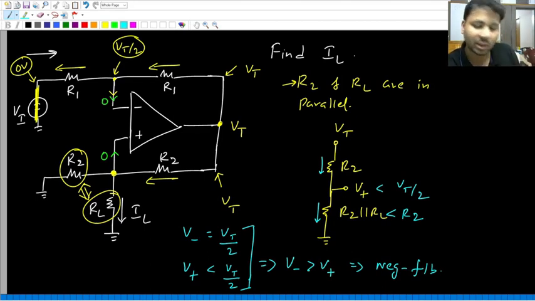In fact, this op amp will be in negative feedback for any values of R1, R2 and RL. We did not impose any kind of condition on the values of R1, R2 and RL. So for any value of R1, R2 and RL, the op amp will be in negative feedback, which means from now we can use virtual short to find the actual thing. What is the actual thing? It is to find the load current. Okay.